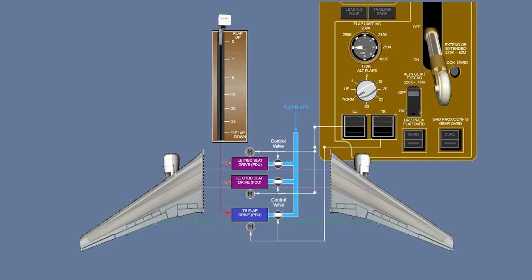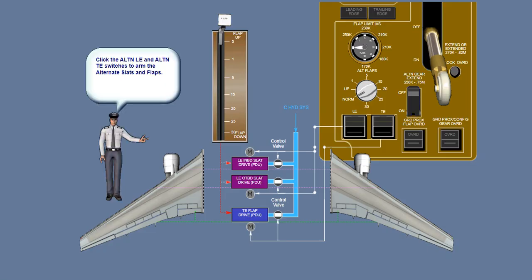Flap and slat non-normal operation. Alternate flap operation. Normally, the flaps and slats are extended or retracted through their power drive units, PDUs, that use hydraulic power. The same drive units may also be operated using electrical motors.